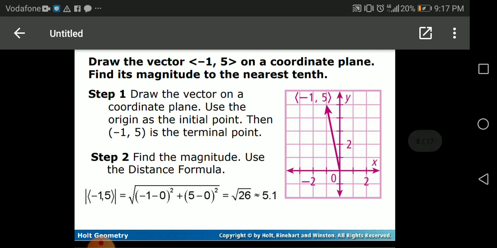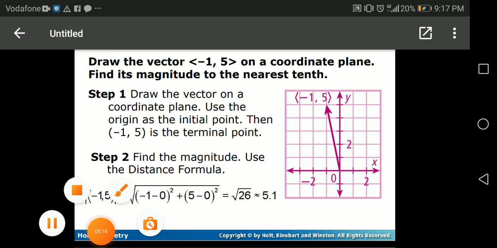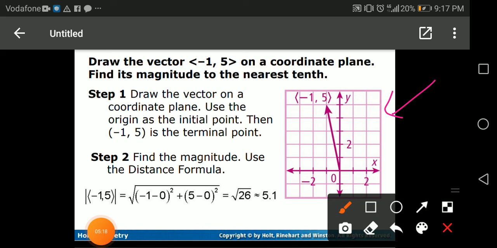Let's go to the questions and see how we can solve problems here. Draw the vector with components -1 and 5 on a coordinate plane, and then find its magnitude to the nearest tenth. Step 1: this will be taken also next year inshallah, but we are going to have a quick overview of it. Draw the vector on a coordinate plane, using the origin as the initial point.